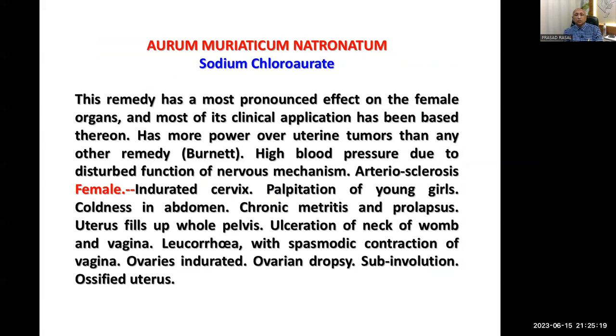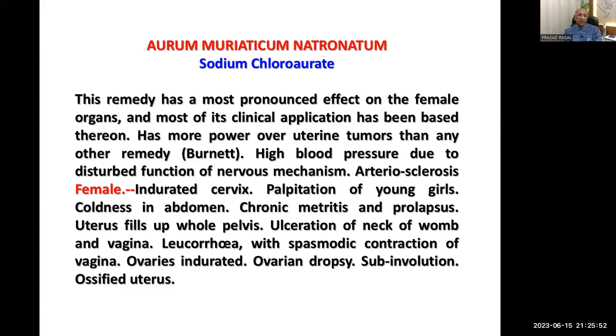This remedy has the most pronounced effect on female organs, and most of its clinical application has been based thereon. It has more power over uterine tumors than any other remedy, says Burnett. Underline this, it is too important. High blood pressure due to the disturbed function of nervous mechanism, arteriosclerosis. Female: there is indurated cervix, palpitation of the young girls, coldness in abdomen, chronic metritis and prolapse. Uterus fills up whole pelvis.